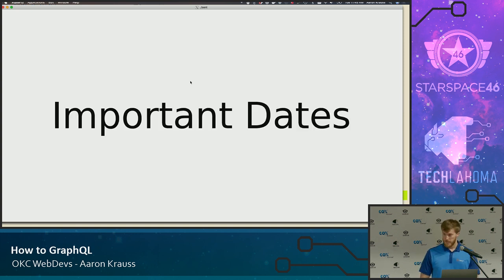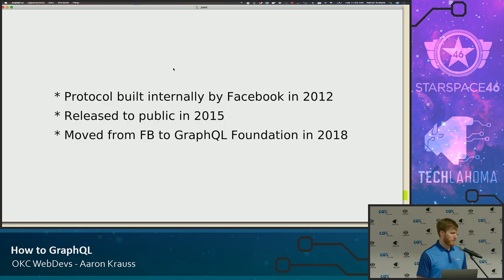So some important dates, just talking about the history of GraphQL. GraphQL started in about 2012, which no one knew it started then, but it was built internally by Facebook then, and they used it internally with their mobile app. They released it to the public after one of their conferences in 2015. That's about when the public finally heard about it. And in 2018, it moved from Facebook to the GraphQL Foundation. So it's no longer under the Facebook umbrella.